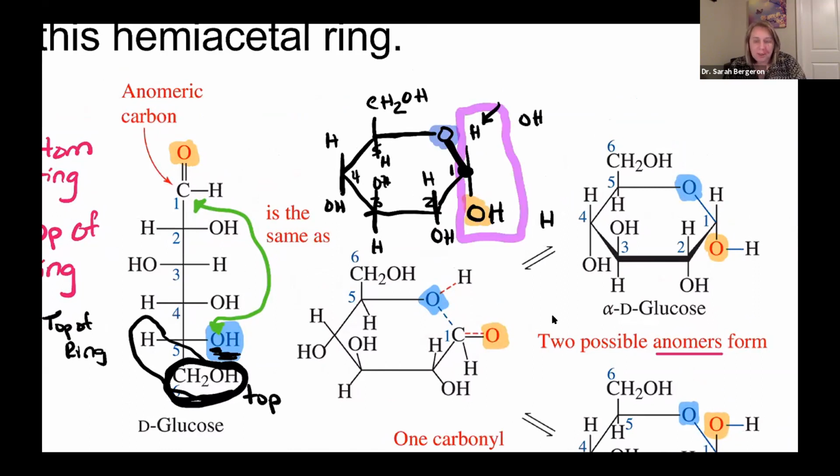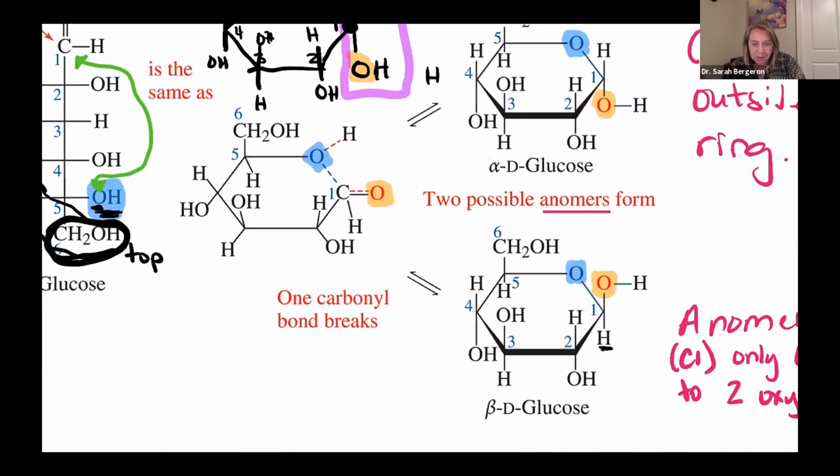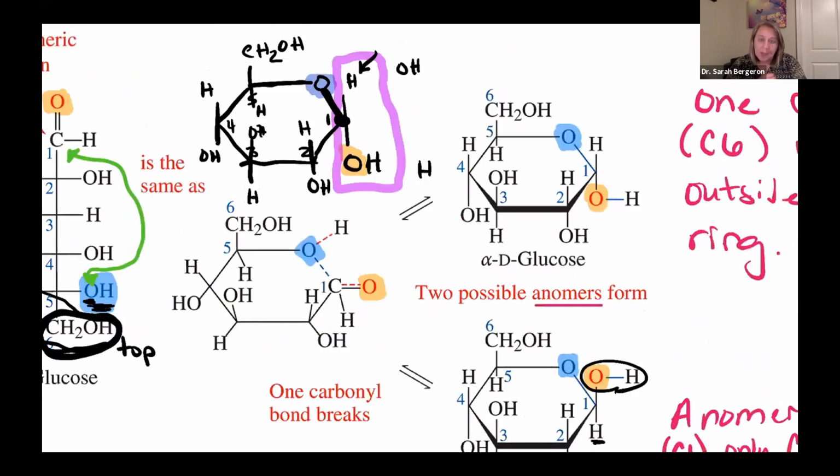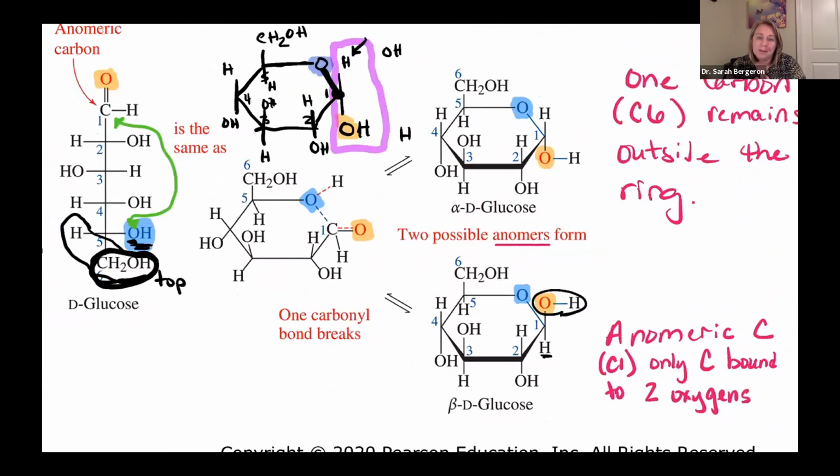And so what I see is here's where that is flip-flopped. I have hydrogen on the bottom and I have hydroxyl on the top. And so when the ring forms, either of these configurations can happen. We call the top configuration alpha, and we call the bottom configuration beta. So these are 2 possible anomers of the same molecule of glucose. We call the top one alpha D glucose and the bottom one beta D glucose.